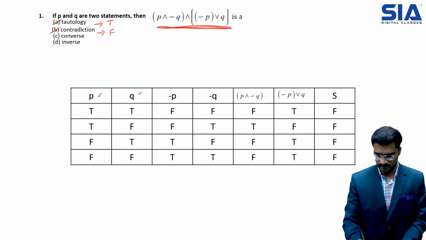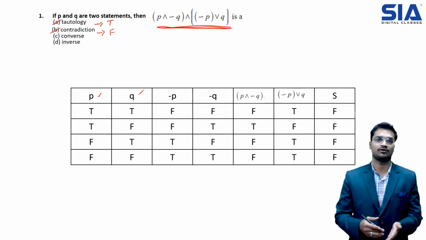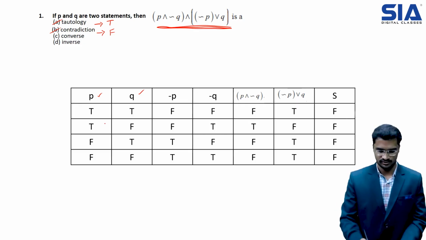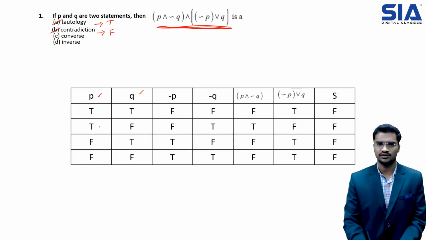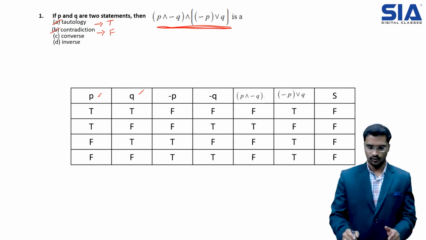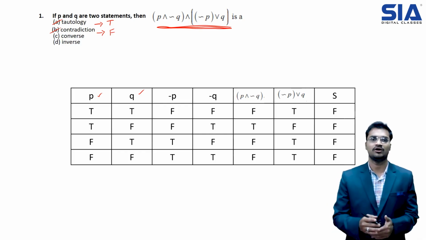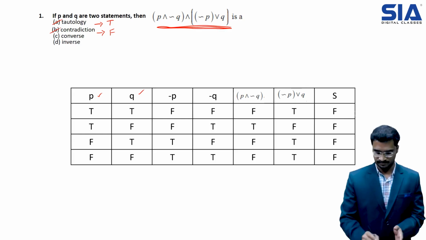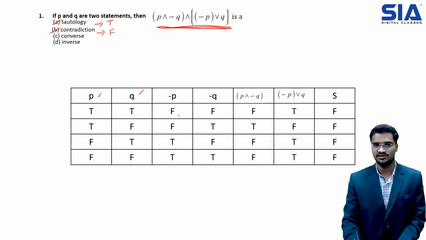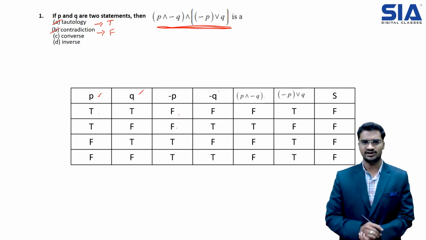I have taken two statements and I have written all the possibilities: if P is true, Q is also true; if P is true, then Q is false; if P is false, Q is true; if P is false, Q is also false. Now negation P. Negation P is nothing but the reverse, or the negative, of P. So if P is true, negation P is false. If P is false, negation P is true. In the same way, negation Q is written.